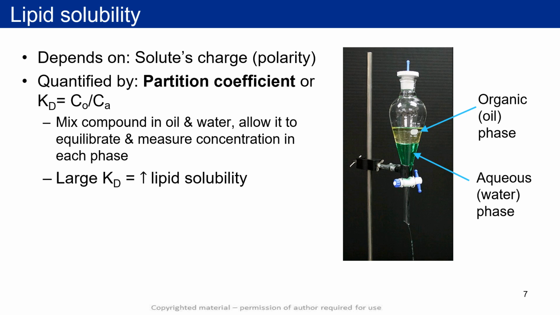Then you'd measure the concentration of the compound in each phase. If a compound has a strong charge, then most of it will be found in the aqueous layer and very little of it in the organic layer. Filling in the Kd equation, we see that we would have a small number divided by a large number, and so Kd will be small. If, however, we have a nonpolar compound, most of it will be found in the organic phase and Kd will be large. So a large Kd means that the compound has high lipid solubility.